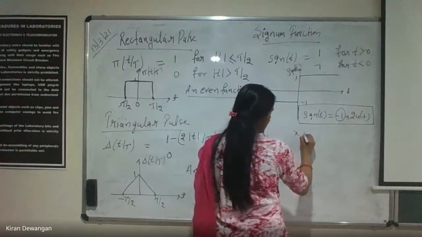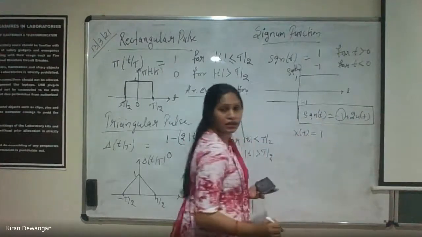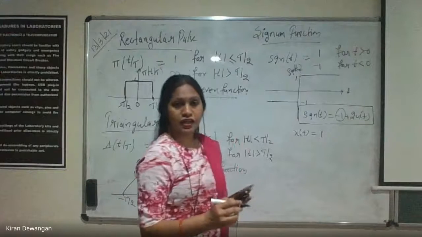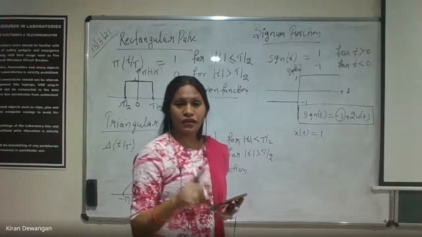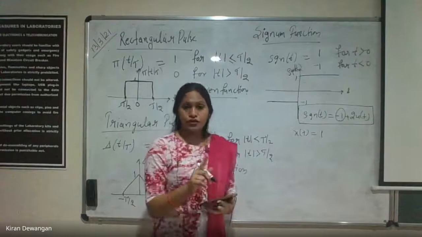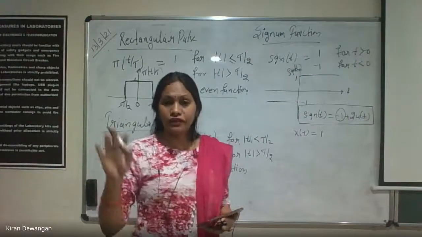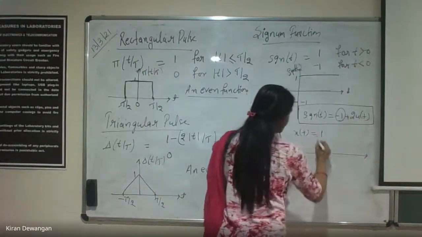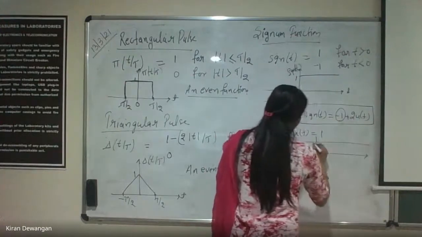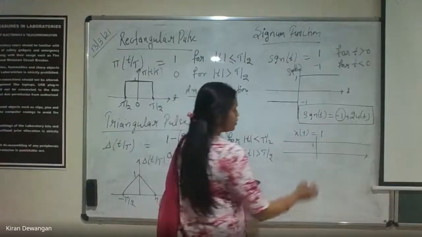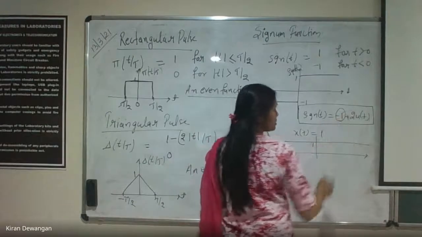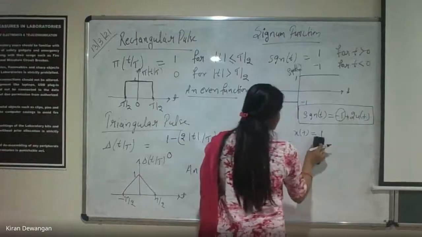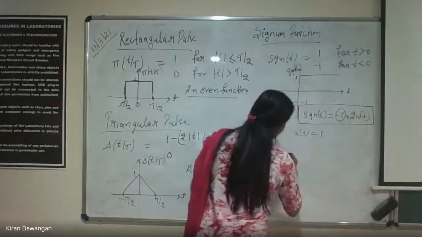If I write x of t equals 1, what does that mean? It means x of t is a function which has the value 1 everywhere, for positive t and for negative t also. So for all the values of t, x of t is 1. If I plot it, it will be constantly 1 everywhere. But if I take minus 1, it will be plotted as negative for all the values of t.